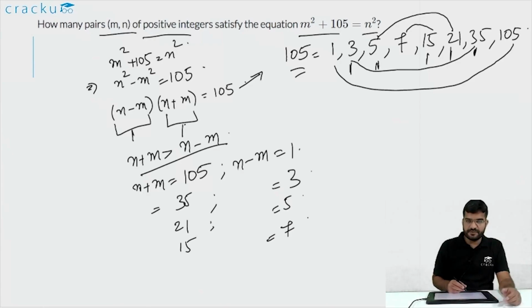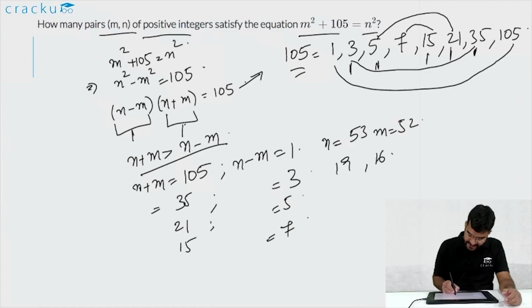Now, if you calculate the actual values of n and m using these four equations, you will get that n is equal to 53 and m is equal to 52 in the first case. Similarly, in the second case, n is equal to 19 and m is equal to 16. The third case, n is equal to 13 and m is equal to 8. In the final case, n is equal to 11 and m is equal to 4.